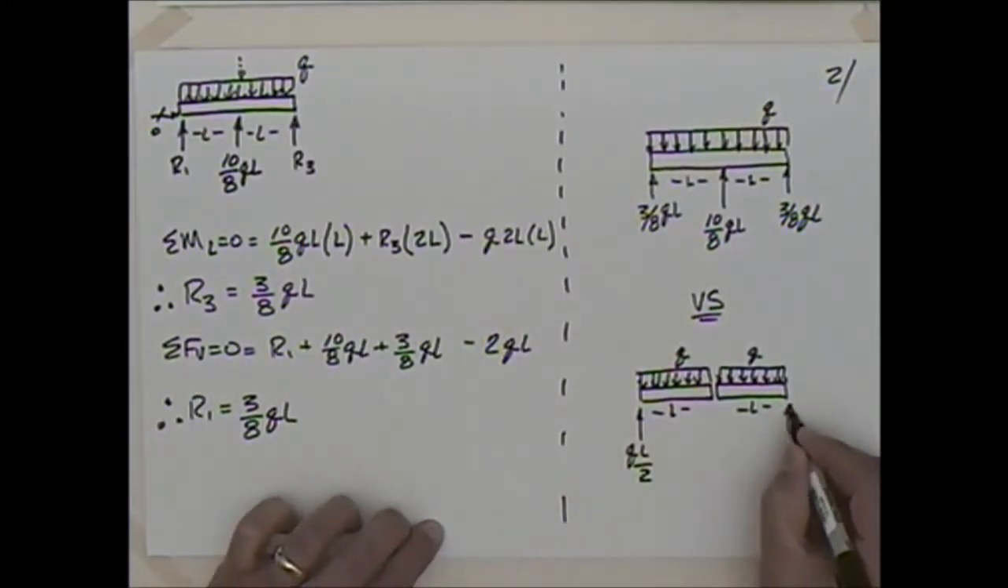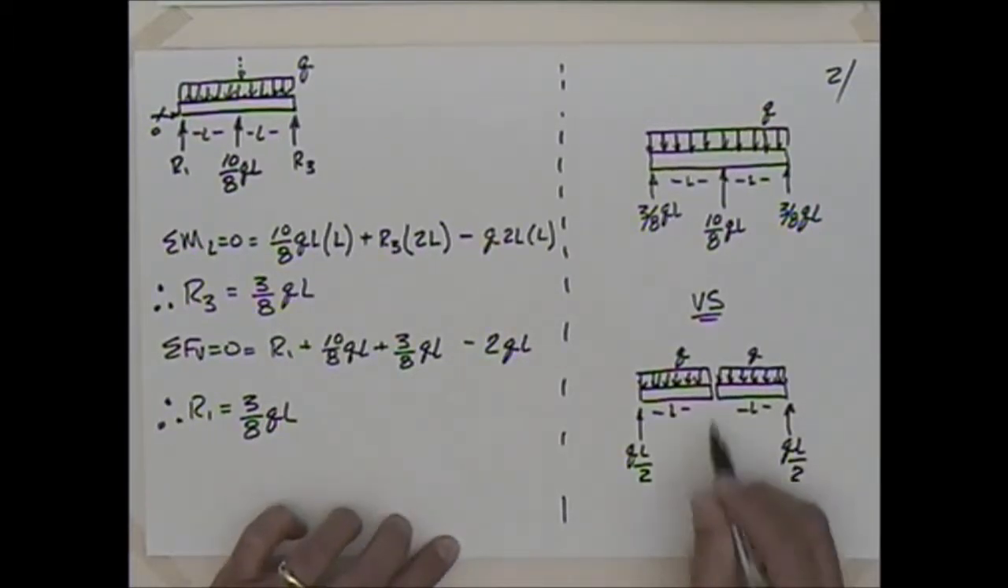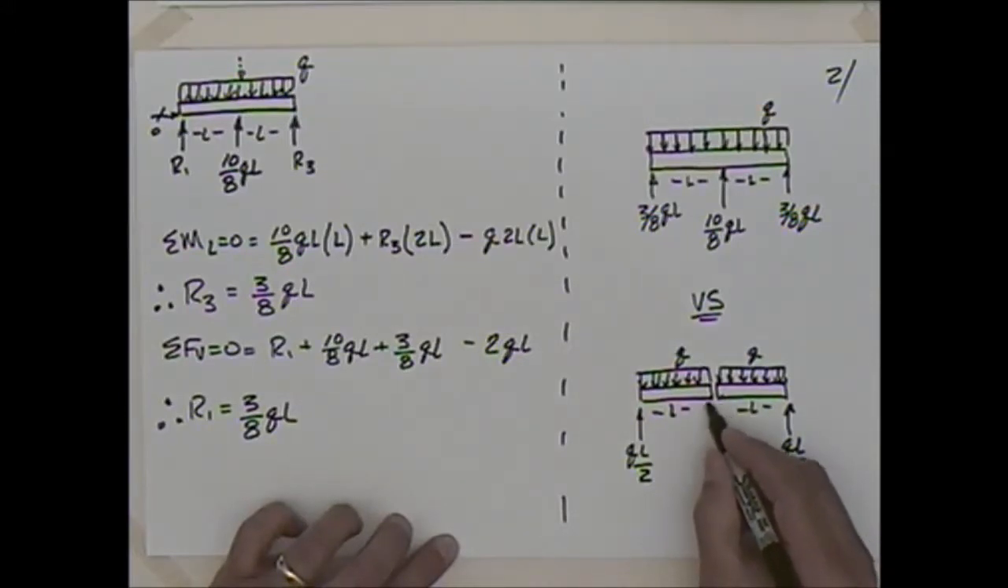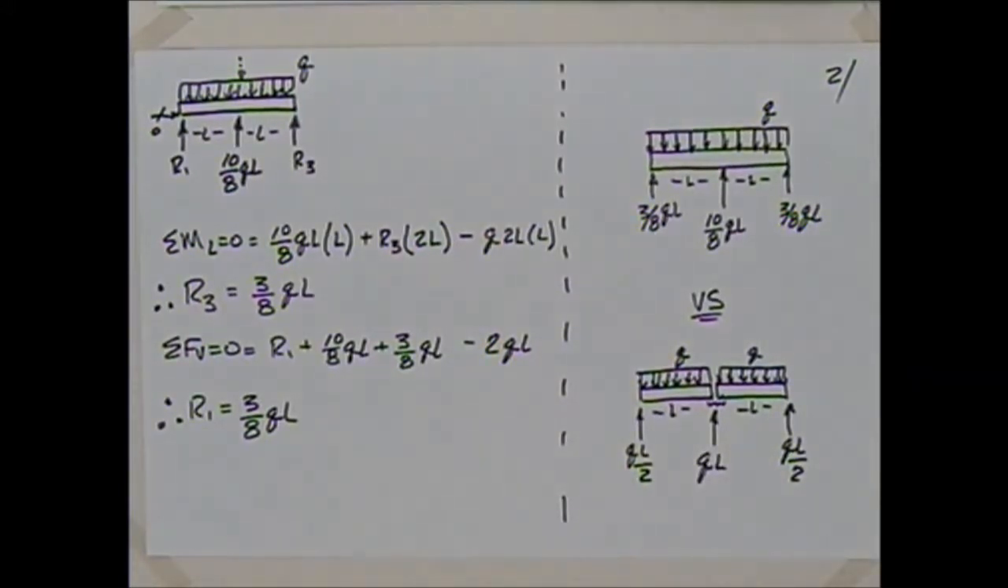And over here we'd have half of this one, which would be QL over 2. And then if I have QL over 2 from this one and QL over 2 from that one, the combination here, when I add those together, would be QL, wouldn't it? Okay, and we get really a different situation with the continuous beam here.